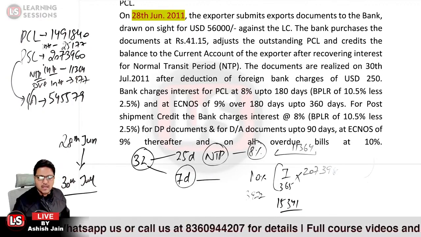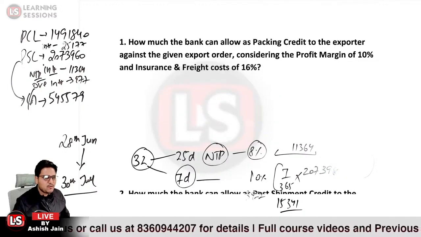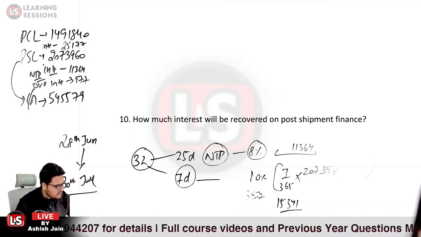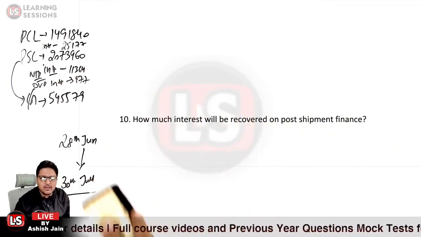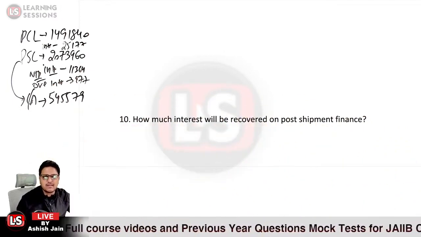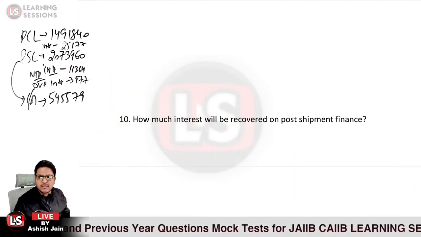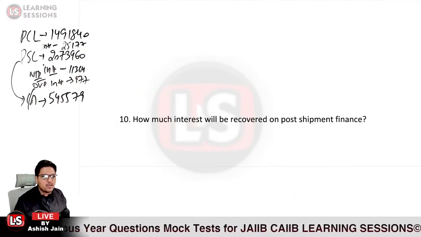Is that particular part clear over here? Let's move to the next question. It says question number 10, how much interest will be recovered? The interest rate I told you, and the interest amount we already covered. That is the sum of these two terms, that is 11364 and 3977. That is the interest that will be charged. Now let's move to question number 11.